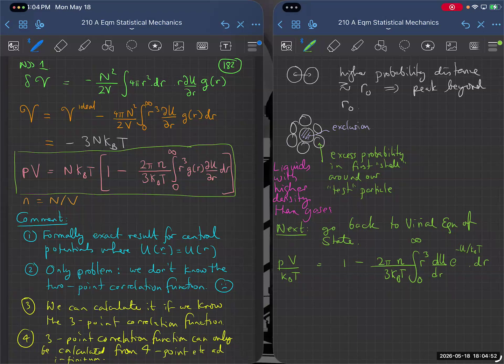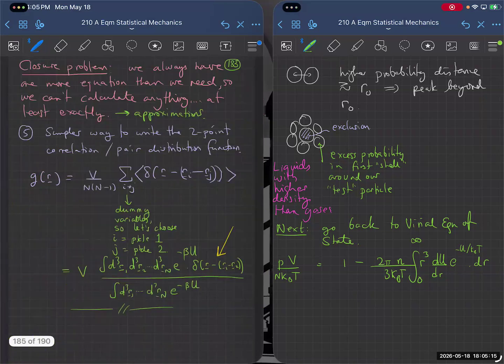I left out a factor of n. PV over N kBT is equal to 1 minus that thing. And so our approximation for g(r) is e to the minus u over kBT. Then I've got du/dr, and then I've got the r cubed dr. So I have to do that integral. Okay.